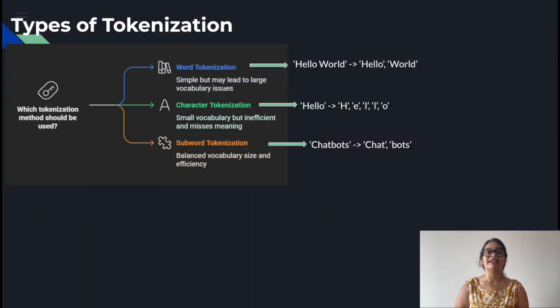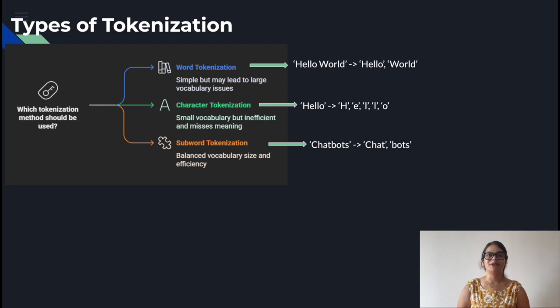Now that you understand why tokenization exists, let's look at how it actually works. There are three main approaches. First is word tokenization. This breaks text into individual words. Hello world becomes hello, world. It is the simplest approach and works well for English because English has clear word boundaries. But word tokenization has a problem. What about words you have never seen before? What about chatbots? If the model was trained on chat and bot separately, it does not know about chatbots. It's an out of vocabulary word.